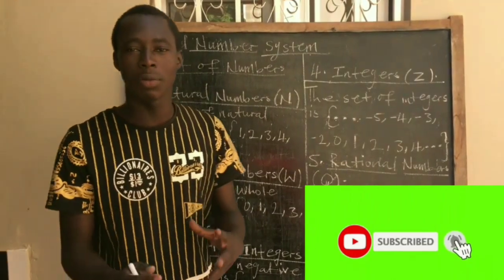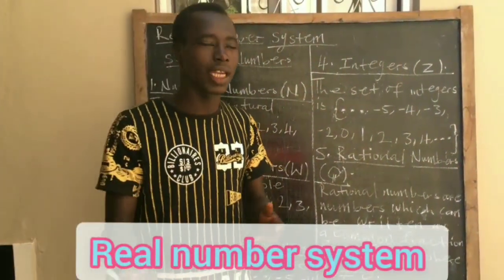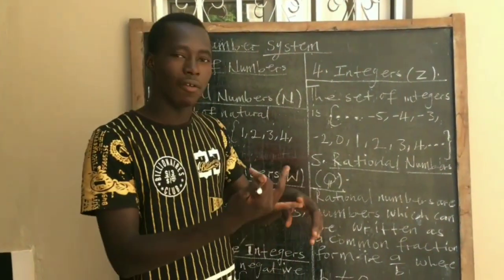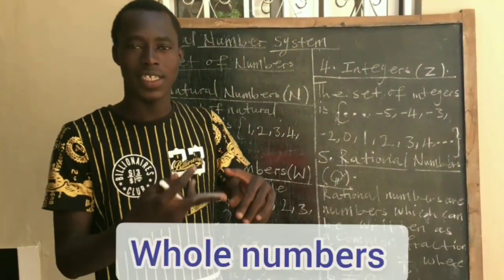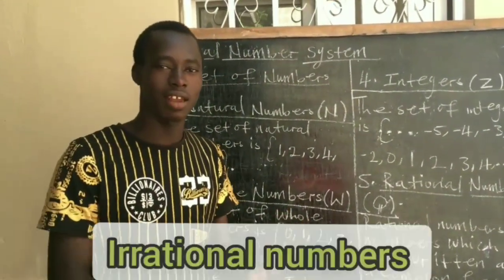So today we will be dealing with the real number system. When you say real number system, what comes to your mind? Set of numbers. In the set of numbers we have natural numbers, whole numbers, integers, negative integers, rational numbers and irrational numbers.